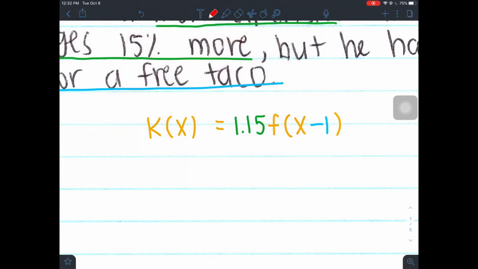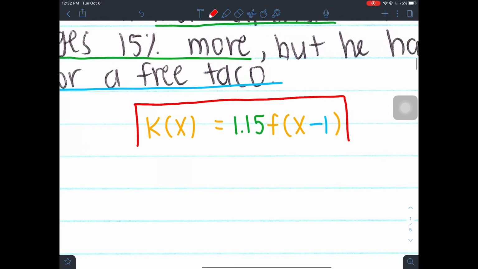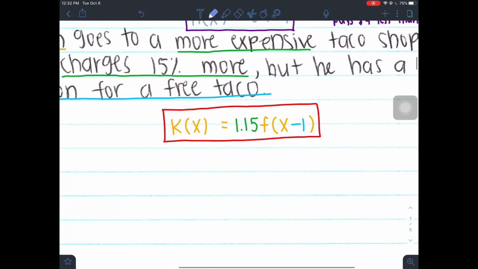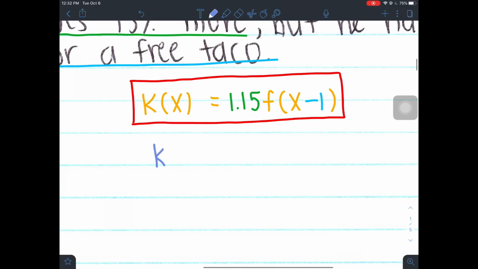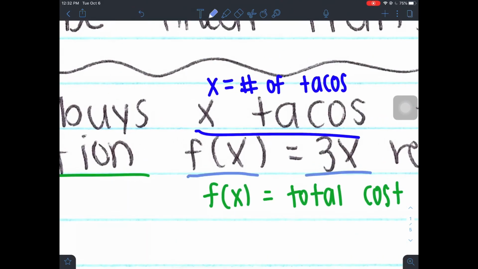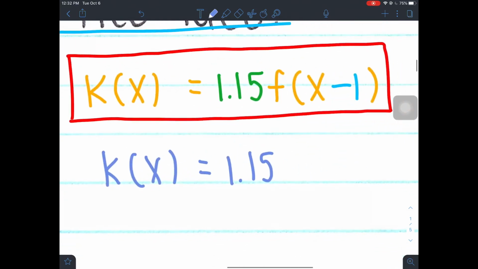All right, so we took care of both of the transformations. So this is going to be our transformation equation. Whoops, my line is a little crooked. This is our transformation equation here. Then the next thing we're going to do is simplify this and make it a regular simplified equation. So we would have k of x equals 1.15. Now remember, the trick is just replace that f with the cost of the tacos. How much does a taco cost? $3, right? So remember, f of x equals 3x. So I'm just going to replace the f with the 3. So I'm going to go down here, replace the f with a 3, and we have x minus 1.